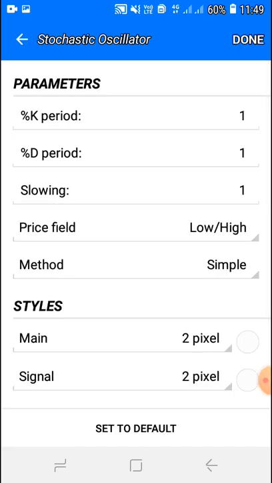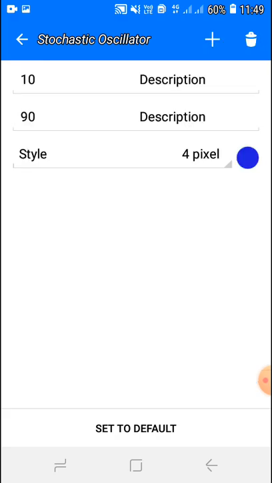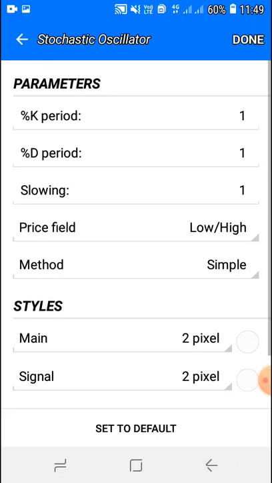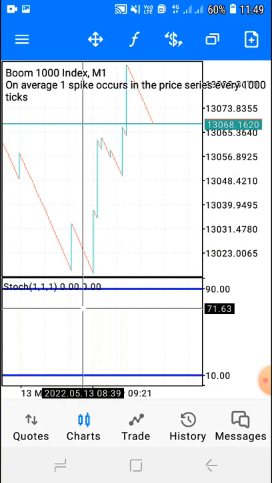The K period should be 1, D period 1, slowing 1, price field low/high, method simple, styles: main 2 pixel white, signal 2 pixel white, levels 10 and 90. Once you're done with this, it's going to look like this. You're going to have nothing in your stochastic.